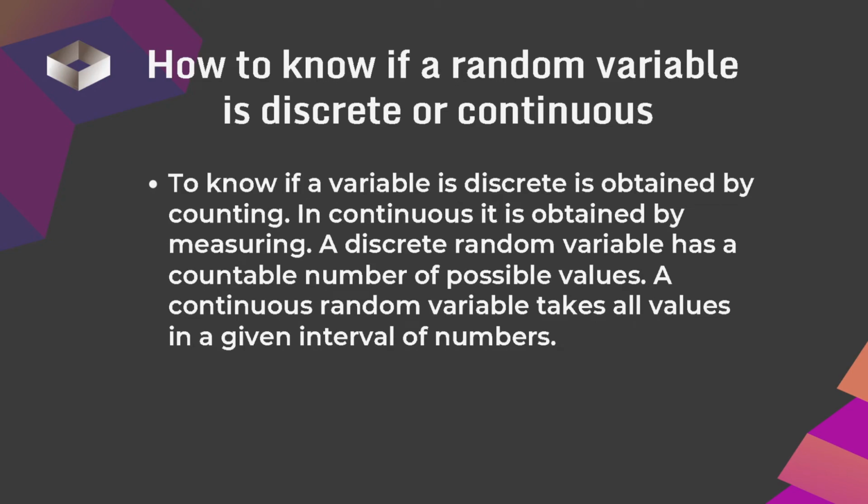Now, how do we know if a random variable is discrete or continuous? A discrete variable is obtained by counting. A continuous variable is obtained by measuring. A discrete random variable has a countable number of possible values. A continuous random variable takes all values in a given interval of numbers.